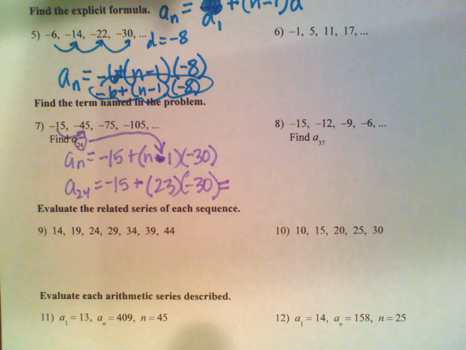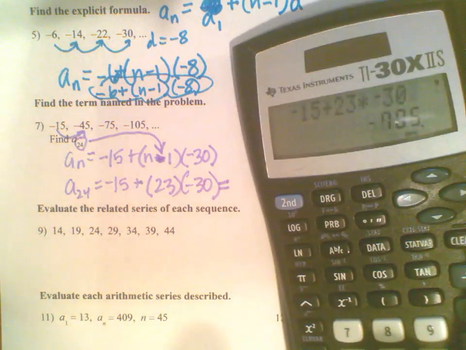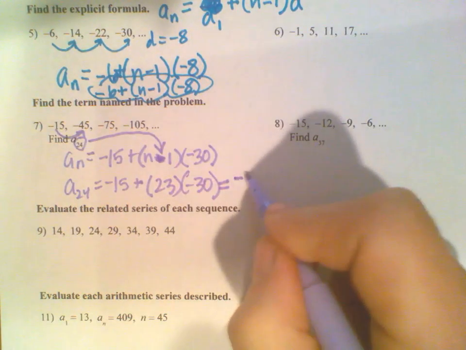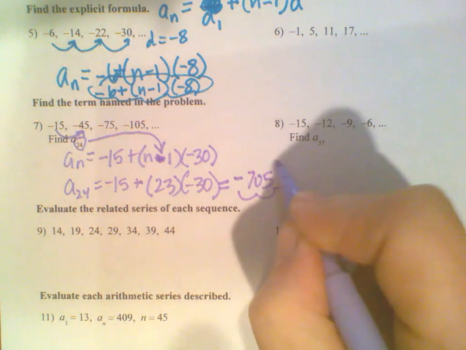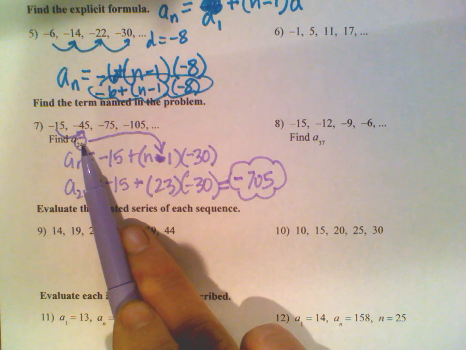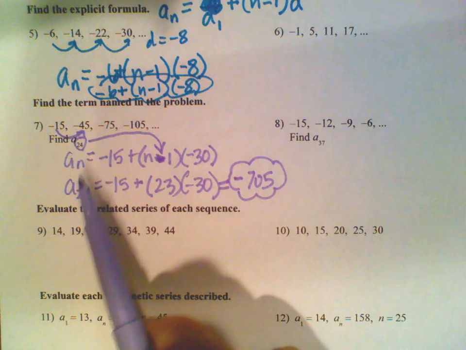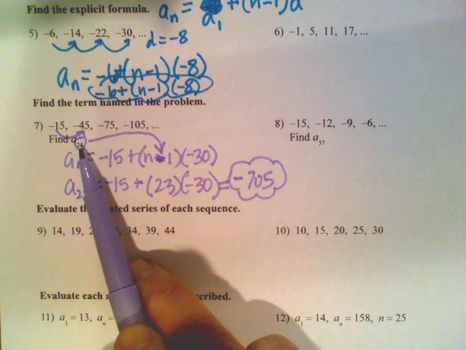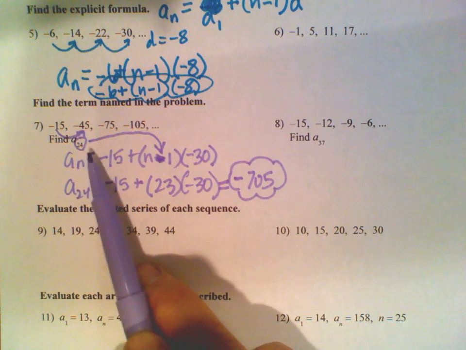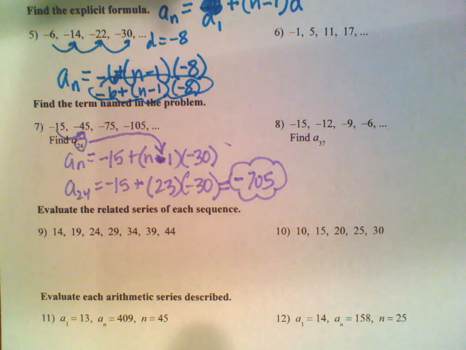And then again, I can just take my calculator and plug that in. Negative 15 plus 23 times negative 30. And I got negative 705. Negative 705. That becomes my answer. So just whatever that little number is there. We did the 100th term, so we were using 99 a lot, and that's going to show up a little bit later. But for any term number, just subtract 1 from whatever that little number is next to the a. Get it in your explicit formula. Once you get that formula, you can find any term number you want.